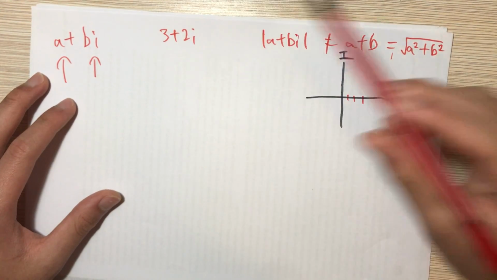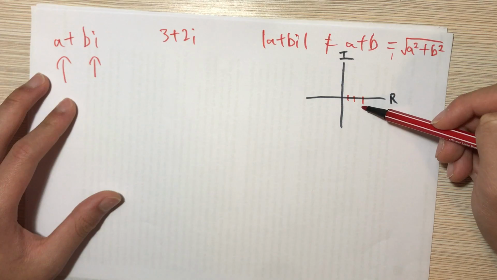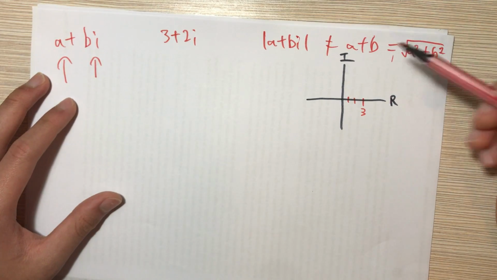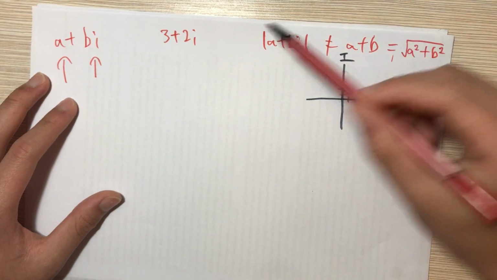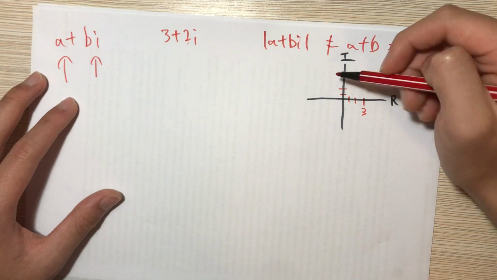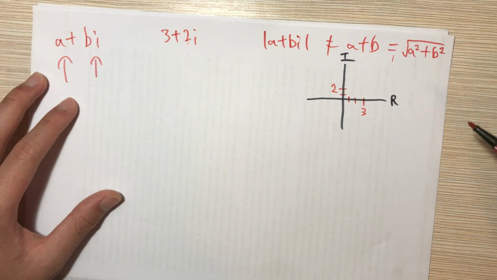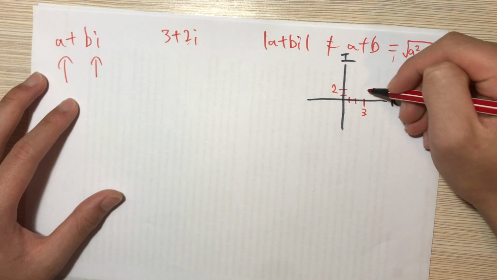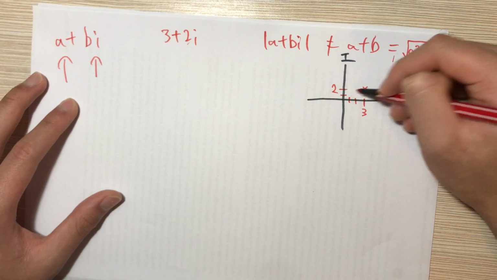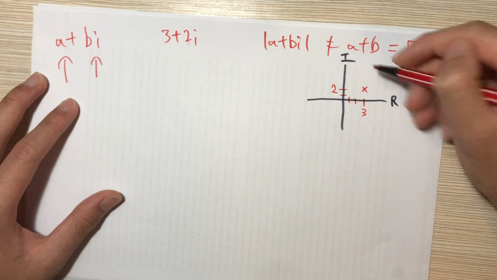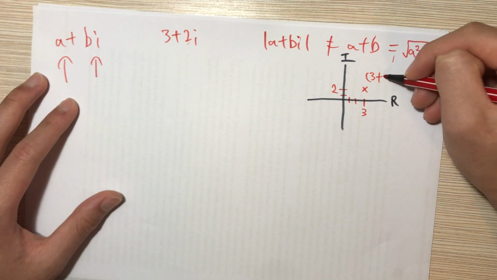3 is our real number, so we put 3 here. And then 2 is the coefficient of i, so that it is 2. So this point where they intersect will be 3 plus 2i.